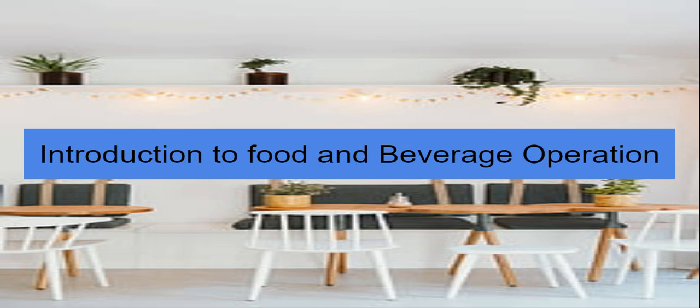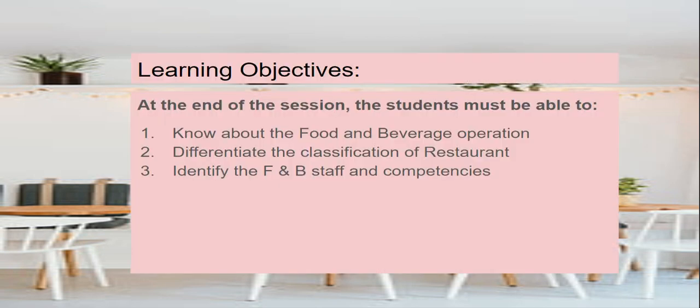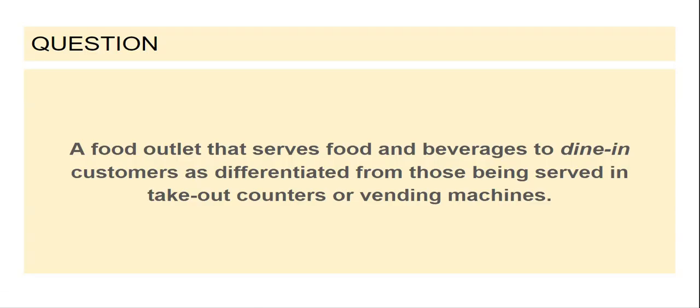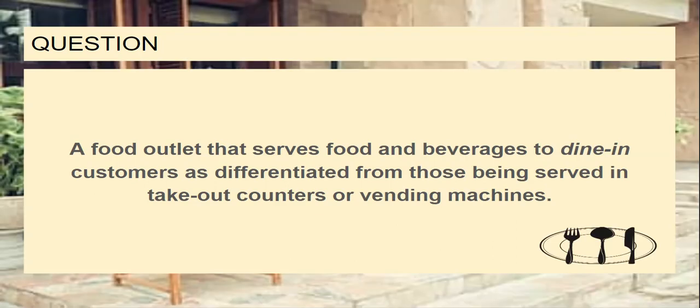So, for today's session, we will be discussing another topic, which is the introduction to food and beverage operation. Our learning objectives at the end of the session: the students must be able to know about the food and beverage operation, differentiate the classification of restaurants, and lastly, identify the F&B or food and beverage staff, roles, and its competencies.